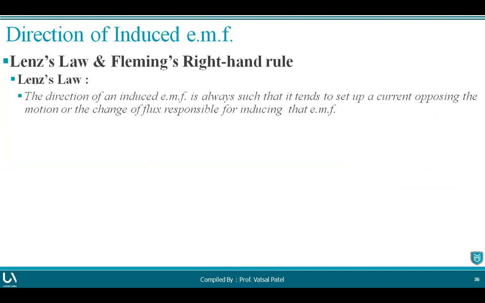So first of all, what does Lenz's law state? The direction of an induced EMF is always such that it tends to set up a current opposing the motion, or you can say the change of flux responsible for inducing that EMF. As I mentioned earlier, this indicates that the direction of the induced EMF and the magnetic field line direction are opposite to each other. That is the statement given by Lenz's law.